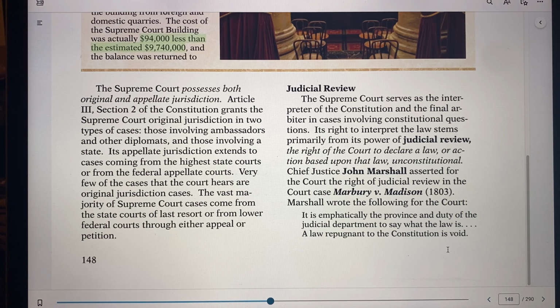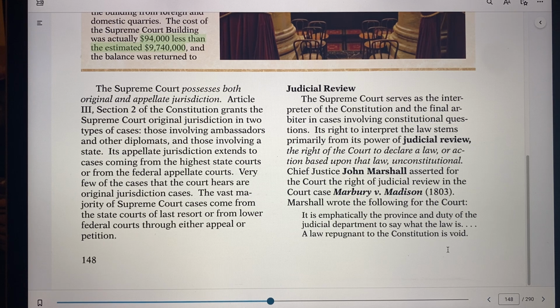Article 3, Section 2 of the Constitution grants the Supreme Court original jurisdiction in two types of cases. There's only two types of cases. One is the case involving certain people like ambassadors and diplomats. They always have to go to the Supreme Court. And then those involving a state. And they will go on to the Supreme Court.